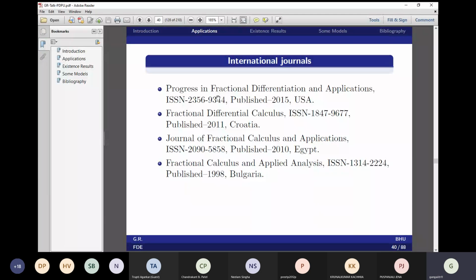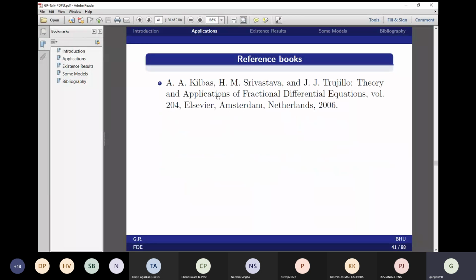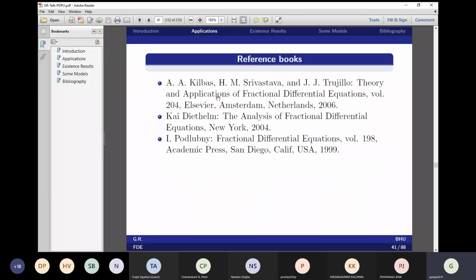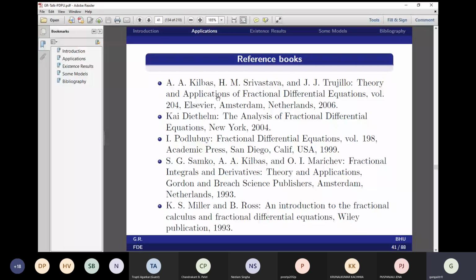Now these are the reference books. These are the basic reference books in which the theory of fractional calculus is given and some applications are also given.